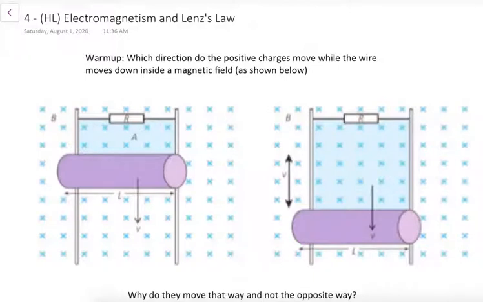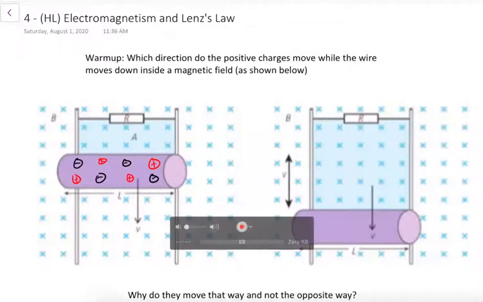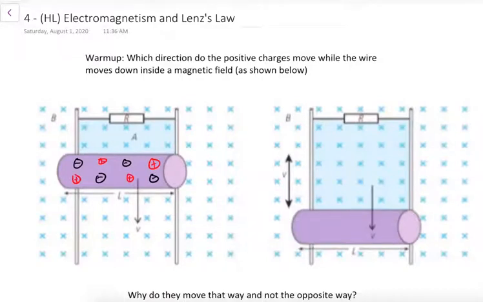First, let's do a warm-up. This is the same diagram that we saw in the last video. So which direction do the positive charges move while the wire moves down through the magnetic field as shown below? We definitely have negative charges and positive charges evenly separated in this. Which direction do they move? So think about it. Think about the corner right-hand rule and give an answer.